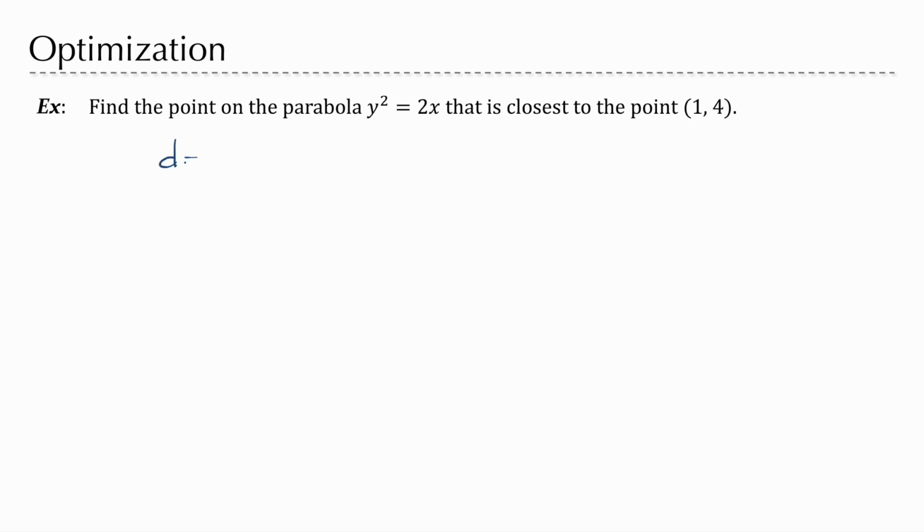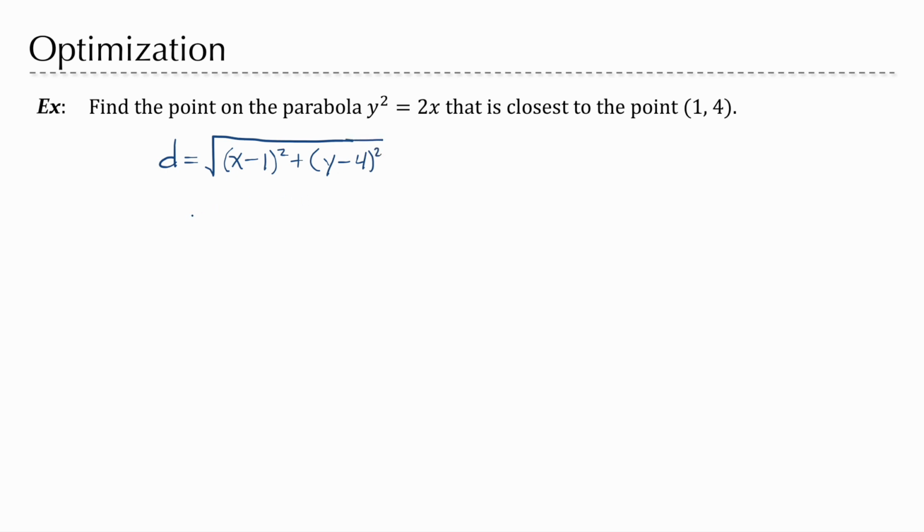Now, the distance I'm going to create between the 2 points is going to be between the point (1, 4) and some unknown (x, y). So it's going to be some unknown x minus our given x value squared plus some unknown y minus our y value squared. Okay, so that's our setup.